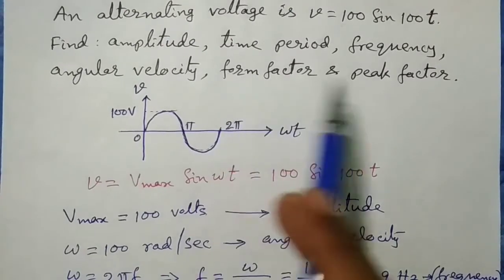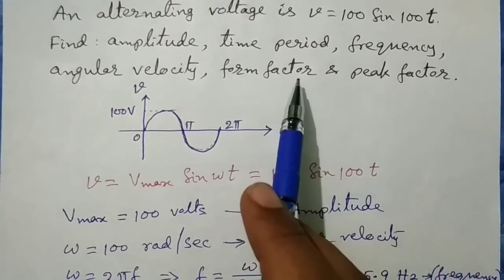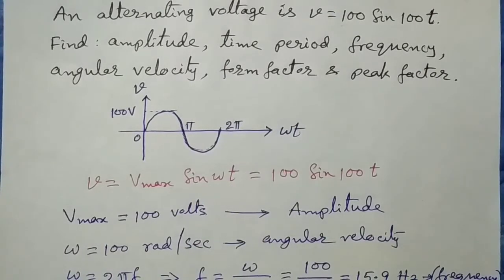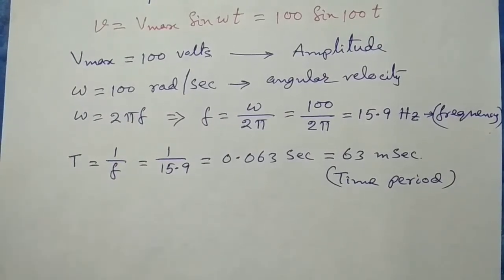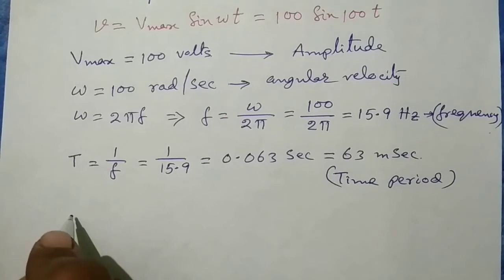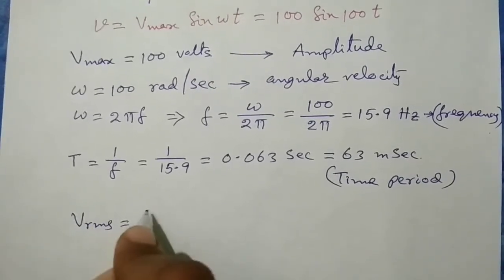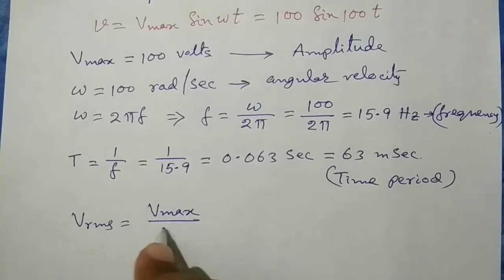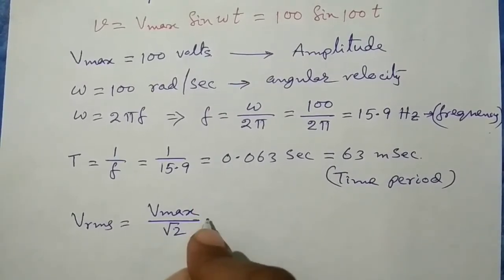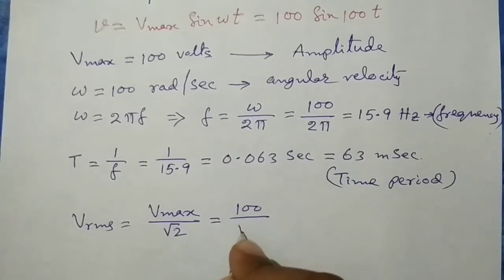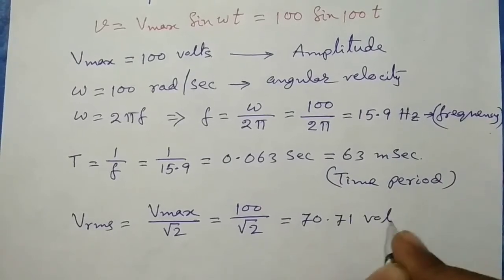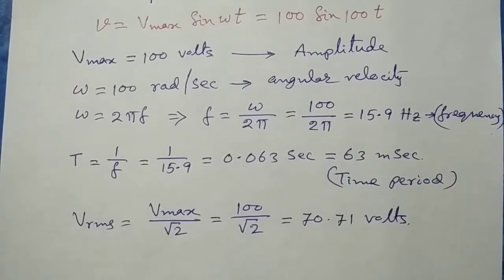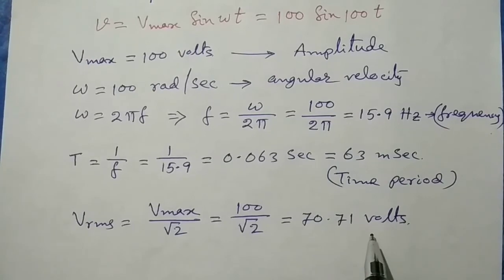Now we have to calculate the form factor and the peak factor, and for that we have to calculate the RMS value and the average value of this waveform. As we know that the RMS value of a purely symmetrical sinusoidal waveform is the maximum value upon √2. So here we can calculate it as 70.71 volt, because for a purely sinusoidal waveform this is the relation, so you can directly put the value and we'll get the value of the RMS voltage.